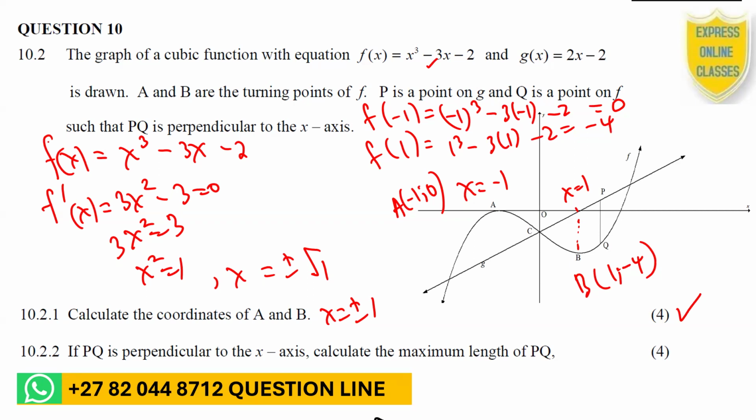Next question. If PQ is perpendicular to the x-axis, so this one is P here and this is Q, calculate the maximum length of PQ. Okay, try that one.